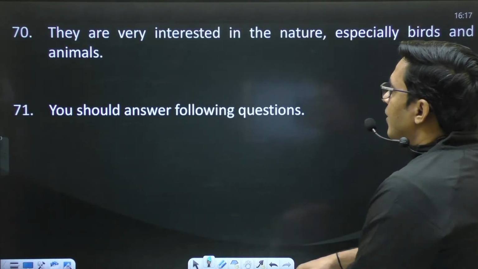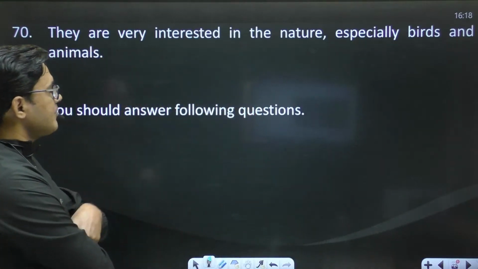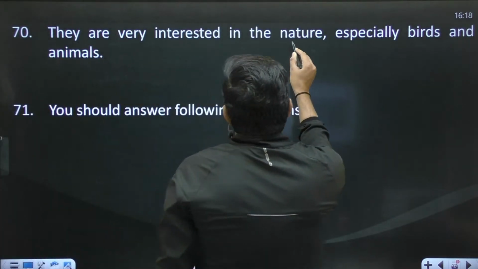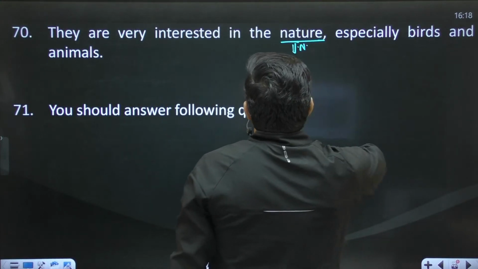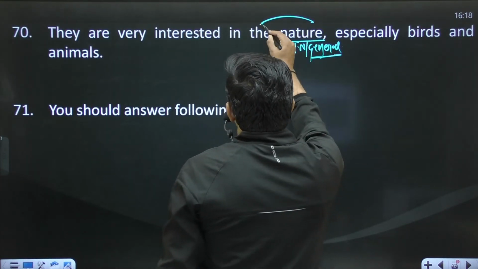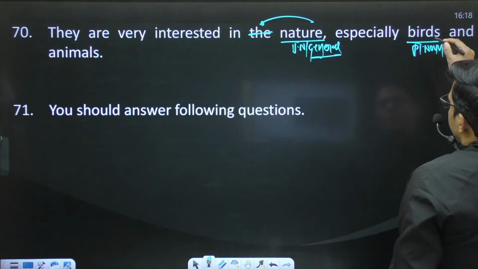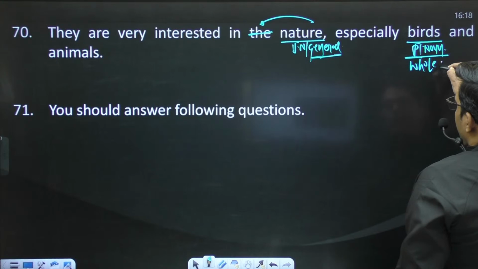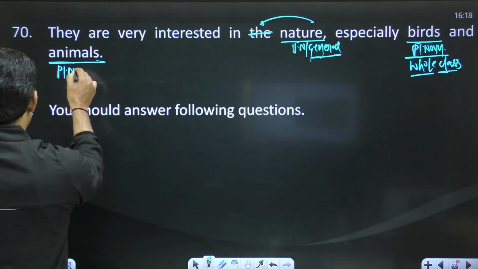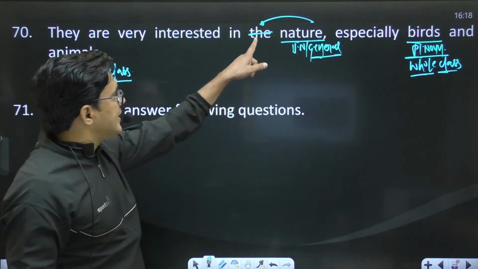Okay, next sentence is they are very interested in the nature, especially birds and animals. So what do you think of this sentence? Yes, this word nature is an uncountable noun, and an uncountable noun in general doesn't demand any article the. Same thing when a plural noun denotes its whole class. Here we are talking about the whole class of birds, and again the whole class of animals. This plural noun denotes the whole class. In that situation, we don't need any article the before that.